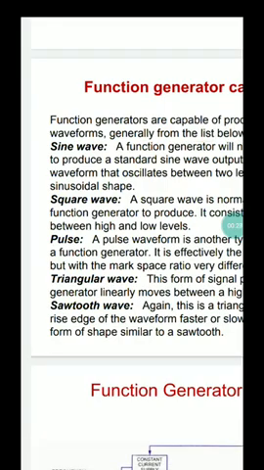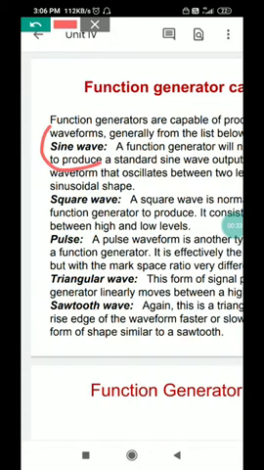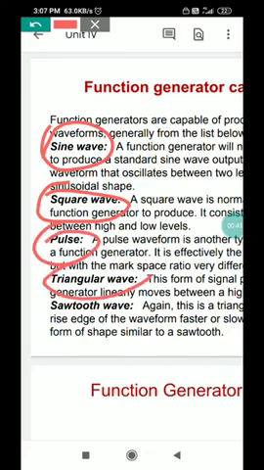It is used for generation of sine wave. It means it can produce a sine wave. It is used for generation of a square wave. It is used for generation of pulses, triangular wave and sawtooth wave. All these waves it can produce. Not only it can produce, but also it can control amplitude, frequency, time, duty cycle, offset, etc.